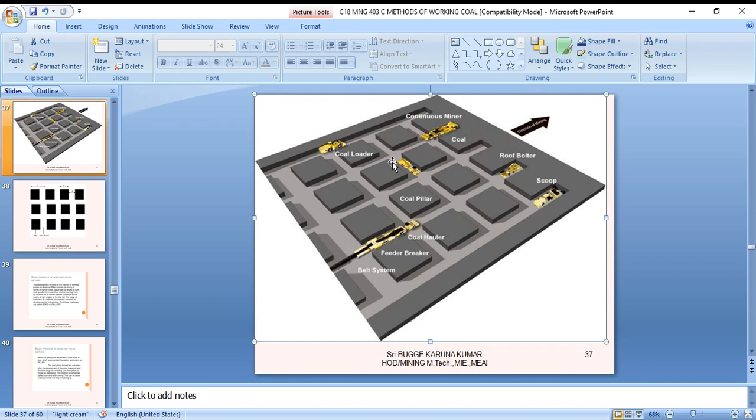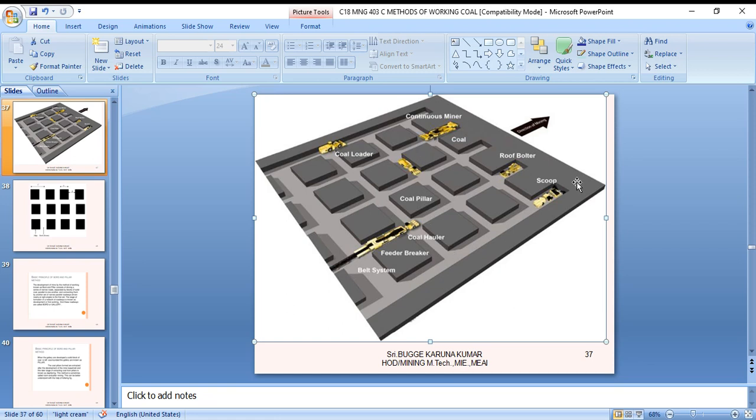So this is the popular board and pillar method. This horizontal and vertical drivage network is called board and pillar. The pillars are formed in the center, and around them the galleries are formed with dimensions of 3.8 to 4.8 meters. For convenience, the galleries are widened depending on the usage of machinery.